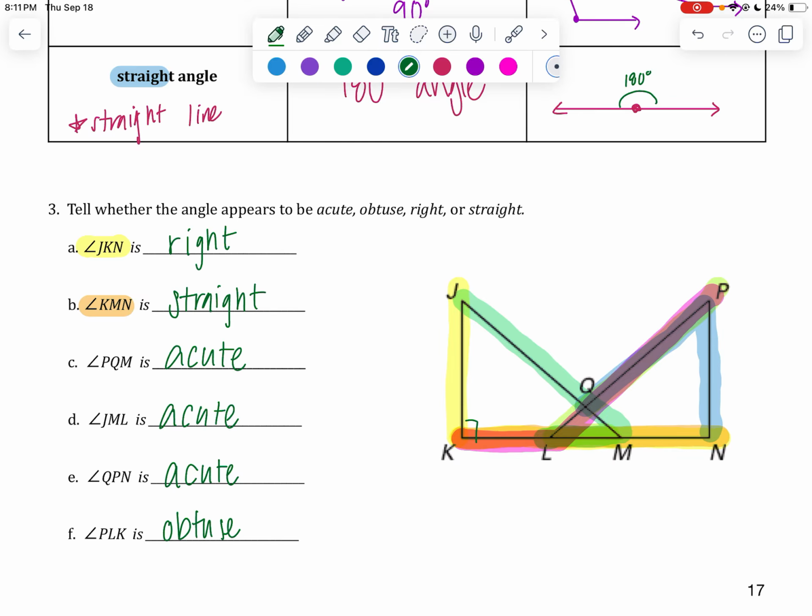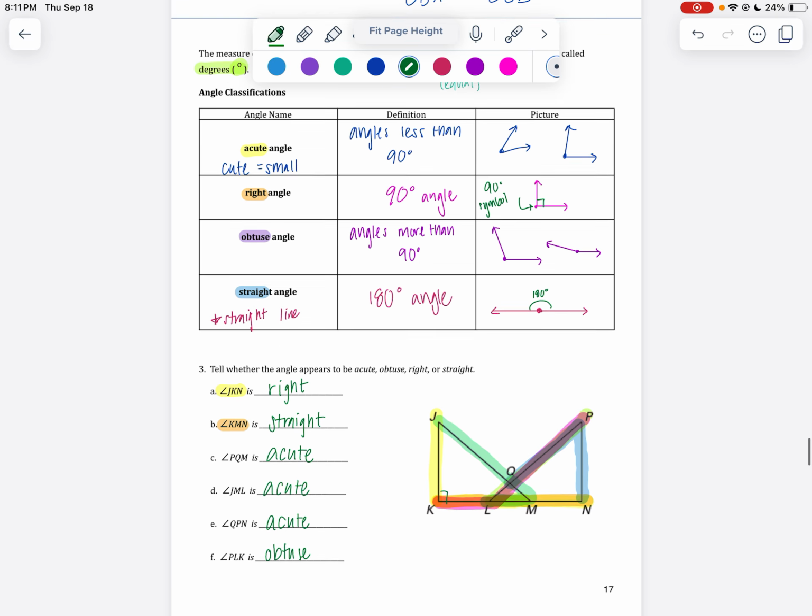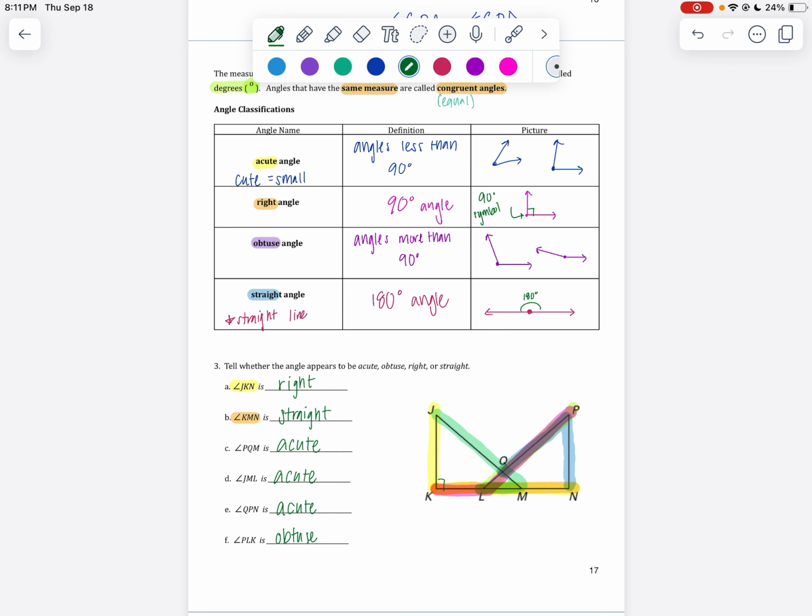Okay. All right, that's it today, guys. We just identified our 4 types of angles.